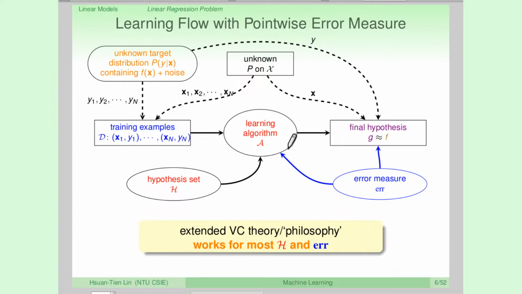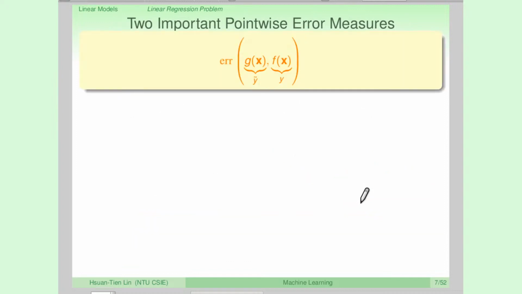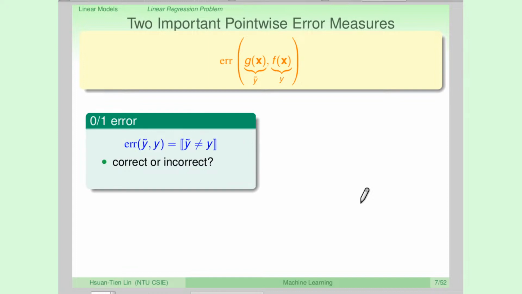We just tell you that you can believe that the same philosophy, where we try to constrain our hypothesis set and use some well-behaved error measure, then we can expect VC to work. We can guarantee that E out is close to E in, and we can focus on minimizing E in. Now, there are two important pointwise error measures. One is what we have encountered, usually called the 0-1 error. 0-1 because the error function only outputs two values, 0 or 1. 1 meaning error, 0 meaning no error or correct.